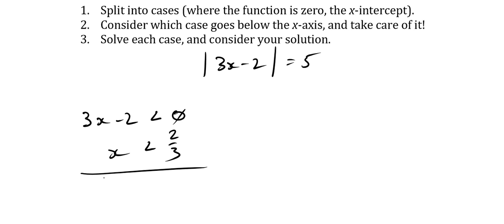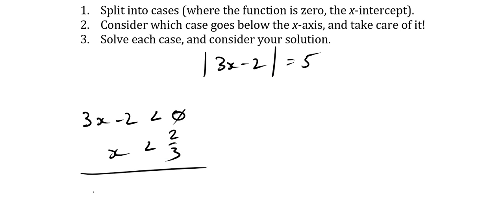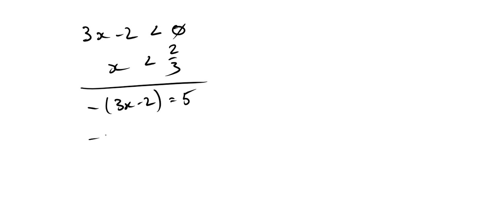So what do we do in this case? We multiply by a negative, because that's what the graph would have looked like. Right? Where it equals 5. So that's -3x plus 2 equals 5. So I'm going to subtract 2 from both sides. Divide by -3.